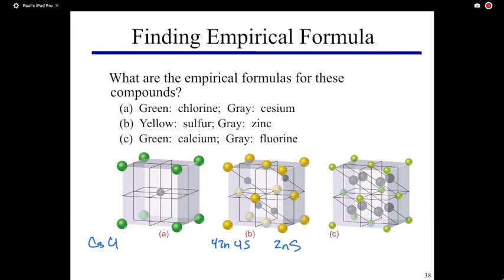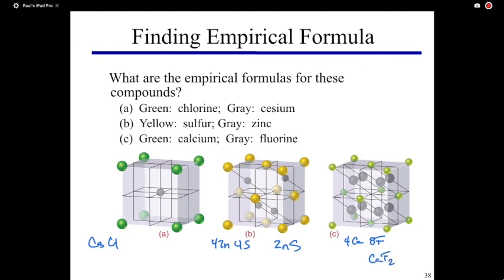All right, last one. Calcium. How many calciums? 4 calciums. That's face-centered. The corners make up 1. Top and bottom make up the second. Side to side make up the third. Front and back make up the 4th. And fluorines. How many are there? 8. What is the empirical formula of that?